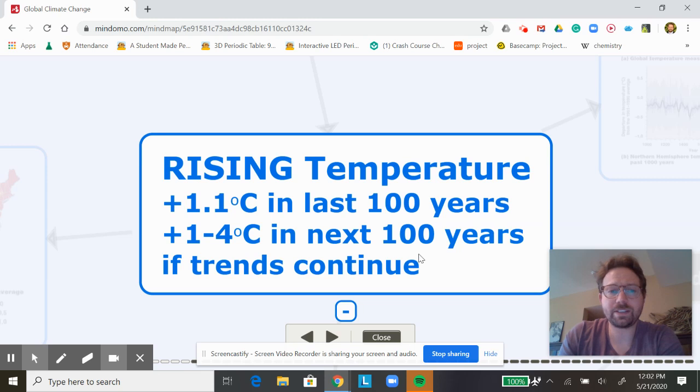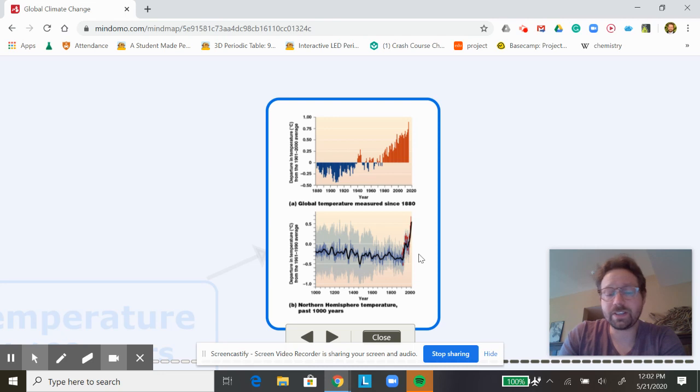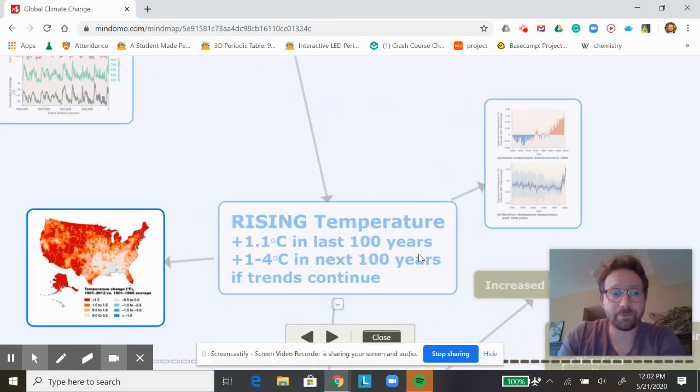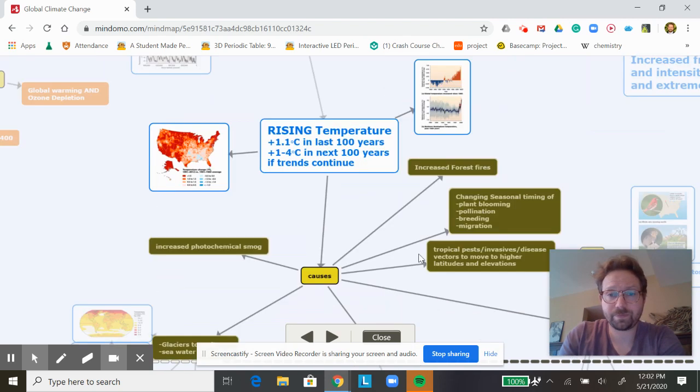As we said, rising temperature: 1.1 degrees Celsius in the last 100 years, 1 to 4 degrees in the next 100 years if the trends continue. This is again another image of the increase of CO2 and of the temperature together. These are some of the places that have changed a lot. A lot of places have increased in temperature in terms of the Fahrenheit temperature. Only a few places have actually stayed the same or decreased.